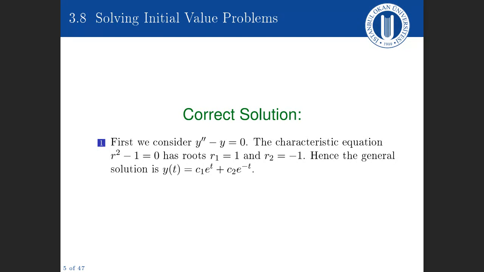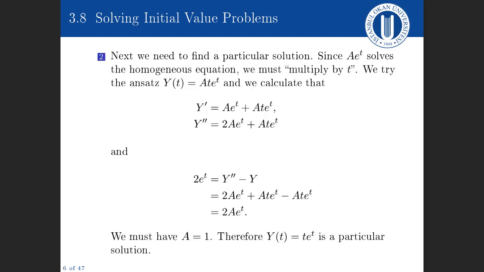First thing we do, step 1, we need to find the general solution to the homogeneous equation. So we write down the characteristic equation, r squared minus 1 is equal to 0. We find that the roots are 1 and minus 1, and then we can write down that the general solution is c1 e to the power t plus c2 e to the power minus t. Step 2. Next, we need a particular solution to the non-homogeneous equation.